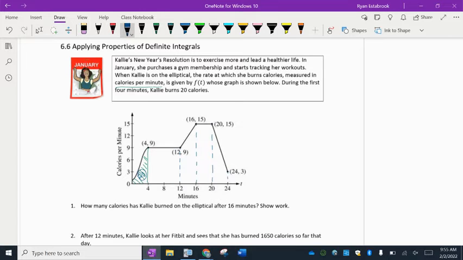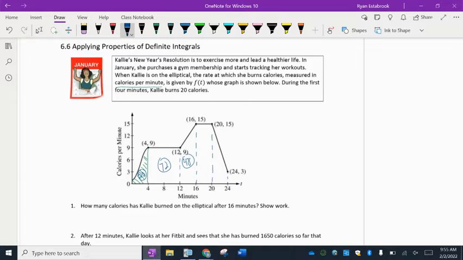72. Base of 8, height of 9, so that area is 72. So between minutes 4 and 12, Callie would have burned 72 calories. The next one is this trapezoid. Average of the bases times the height. The height is 4. Average together the base of 9 and the base of 15. So add them together, divide by 2. Anybody have the area for this region? 48. And let's just go ahead and keep going with the other ones.